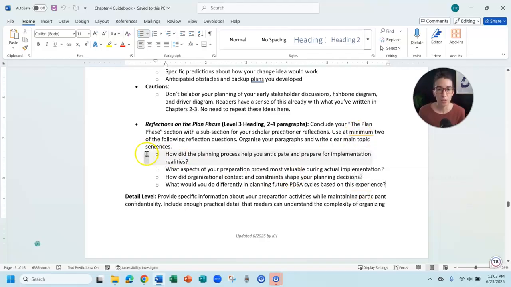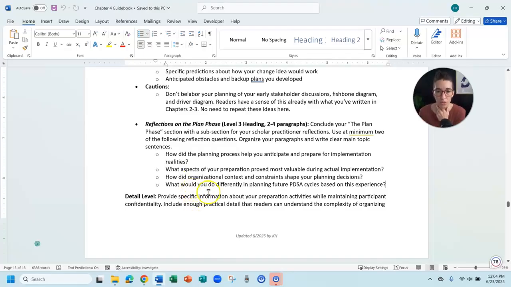So here in the plan phase, sorry, my Grammarly wants to just tell me all the things. How did the planning process help you anticipate and prepare for implementation realities? What aspects of your preparation proved most valuable during actual implementation? That's really helpful to know, right? Because then those are things that if you reinforce them here in your reflections, you might be more likely to pull them in and do the same thing the next time you do a PDSA cycle.